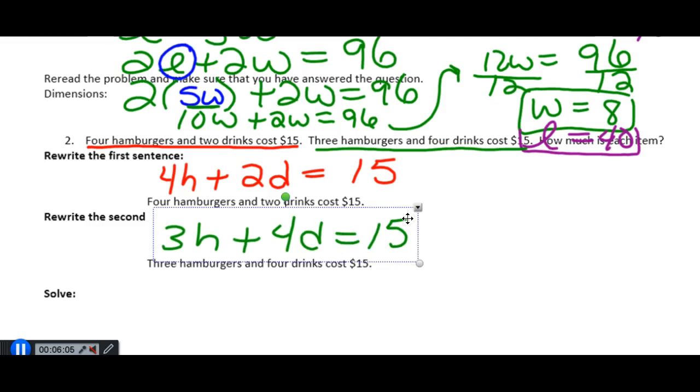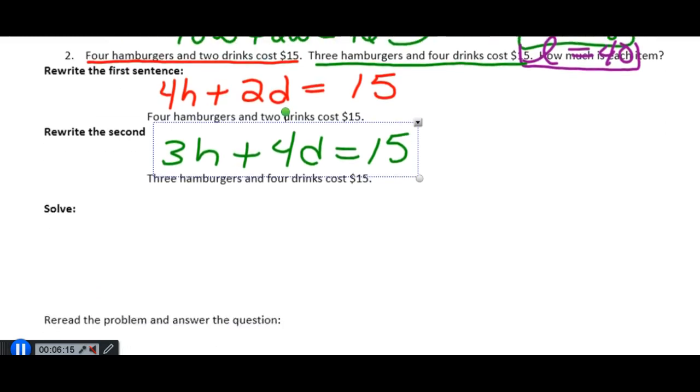Now I have my 2 equations, and what method would be best here? You could decide what you want to do. I think elimination would work well, or if you wanted to use the app in your calculator, you could do that also. I'm going to do it by hand with elimination. I'm going to rewrite my 2 equations.